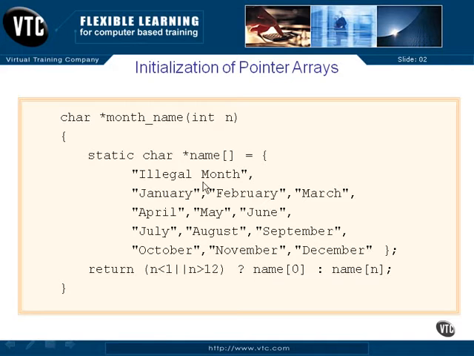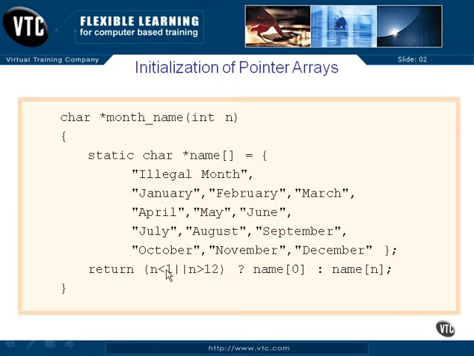And name sub 0 is the pointer. Remember, this is a 13-element array because we have 13 elements here from illegal month through December. It will return the pointer stored in name sub 0. Month name is supposed to return a character pointer, so that's exactly what we have to send back, and what we can send back by this.